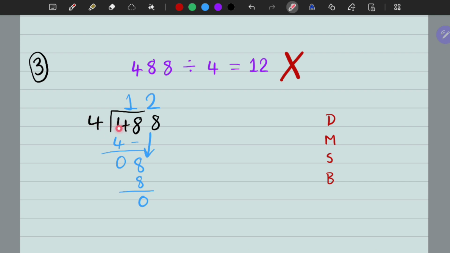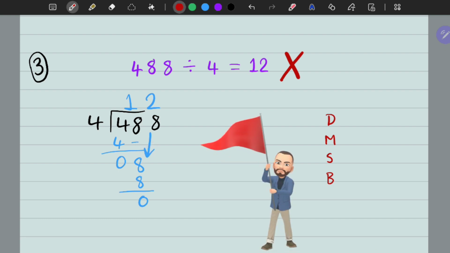What is 4 divided by 4? Good. It is 1. I've put the 1 above. What is 4 multiplied by 1? It is 4. Lovely. I'm going to subtract those. 4, subtract 4 gives me 0, and I bring down the 8. But there is my mistake. Why on earth are we already bringing down this 8? What about this one here?